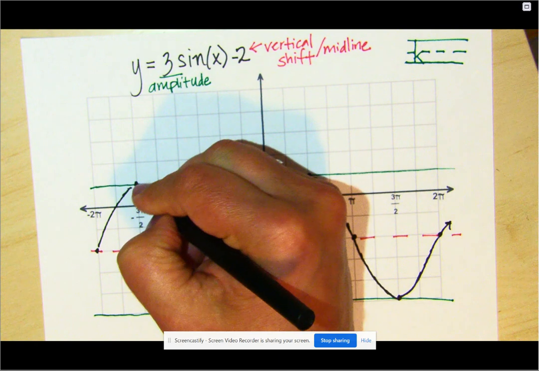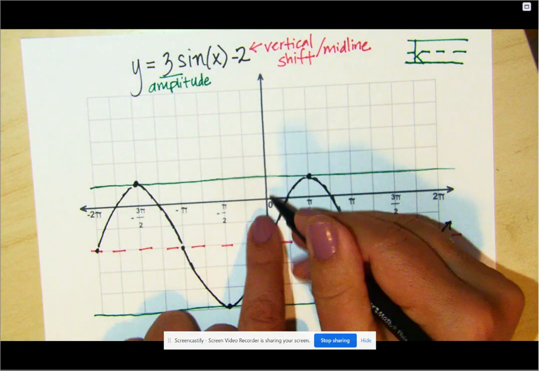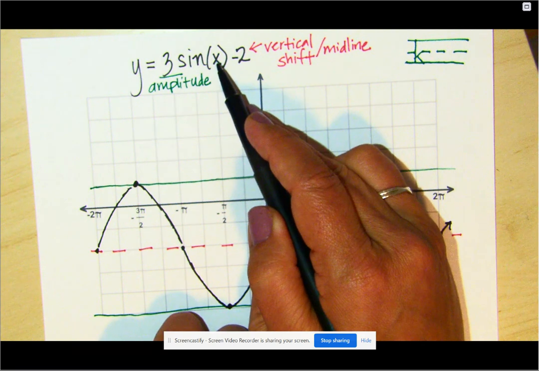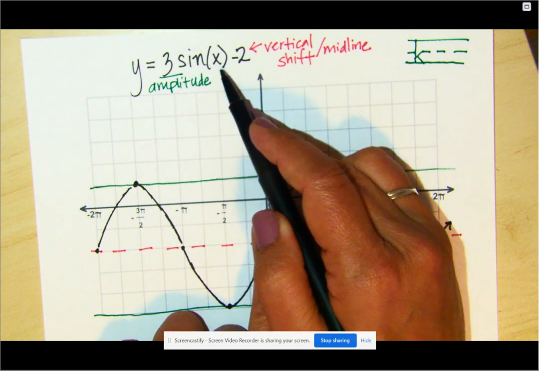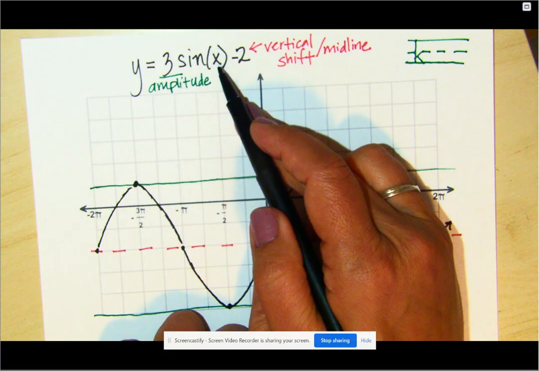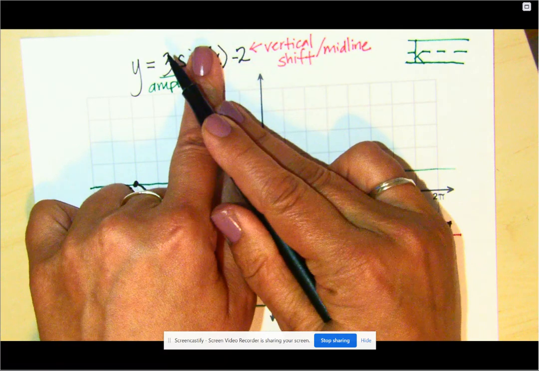Okay, now if you wanted to actually calculate the values to plot them, let me show you how to do that. So let's say you wanted to put 0, right? You would put a 0 right here. Okay, so you'd go to your unit circle or in your fabulous mind. What is the sine of 0? It's 0. So this is 0. 0 times 3 is 0.